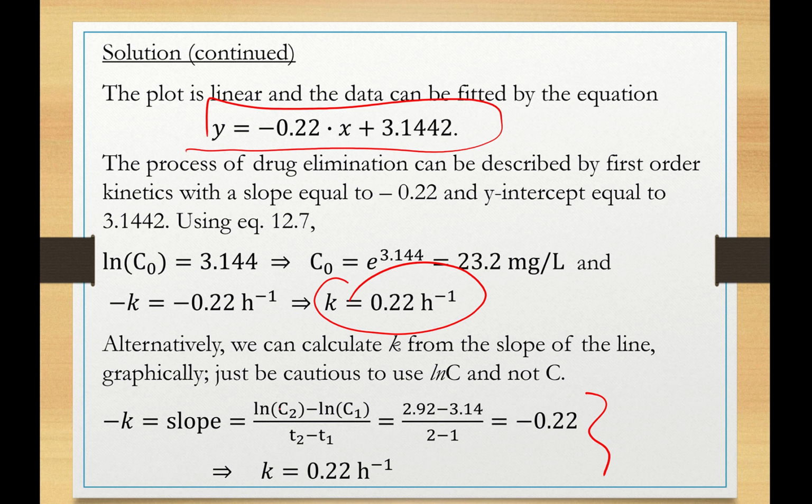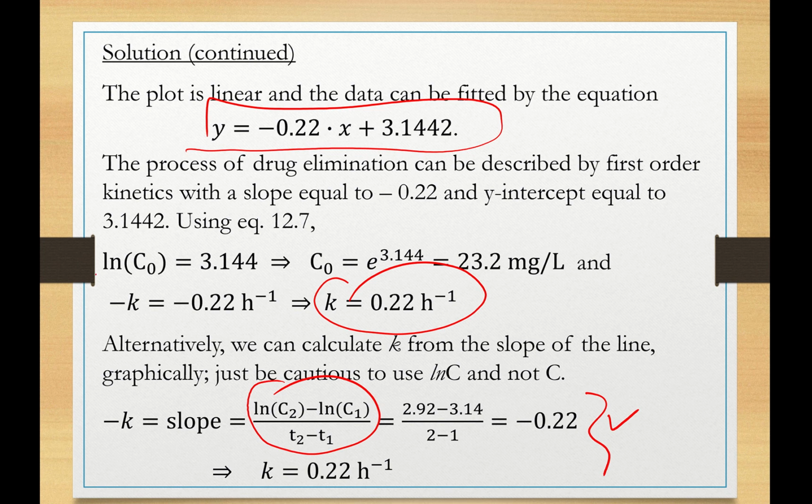Just be very cautious. You're not going to have C2 minus C1 now because you plotted the logarithm, and you're going to have ln C2 minus ln C1 over T2 minus T1. Be very cautious with that, okay? It's a mistake that students make frequently, especially at the very early lectures.